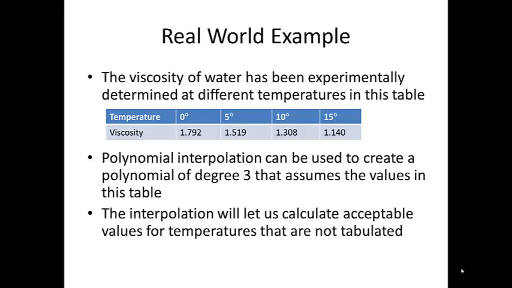And what it'll also do is let us calculate acceptable values for temperatures that are not in the table, so we can get an estimate of those. In this case, if we wanted to look at the polynomial value at 8 degrees, it would be 1.386 as an estimate of what the viscosity of water would be at 8 degrees centigrade. So let's take a look at how to do polynomial interpolation.